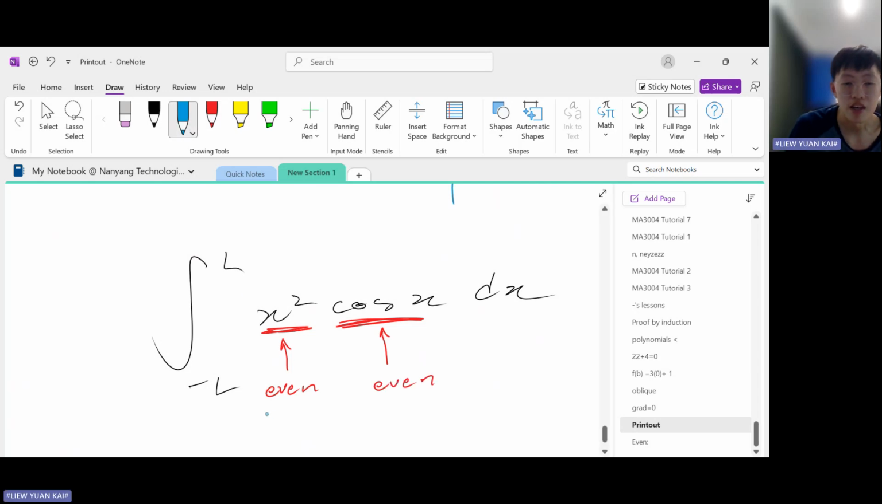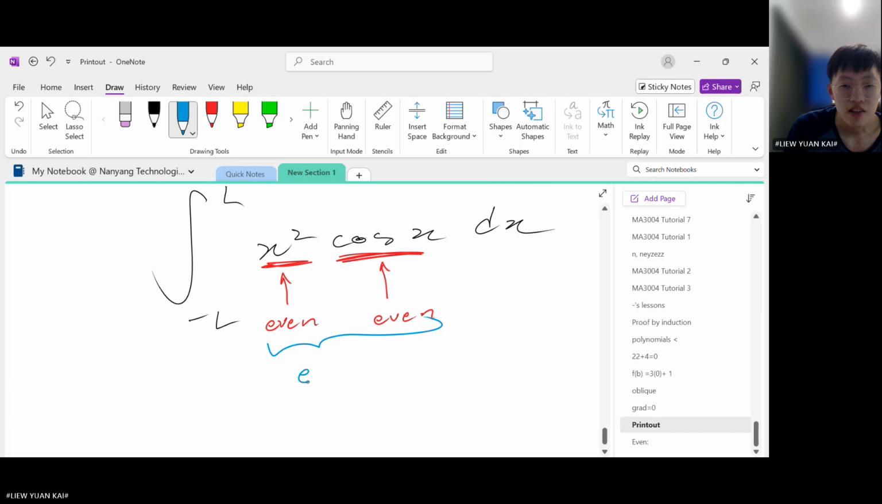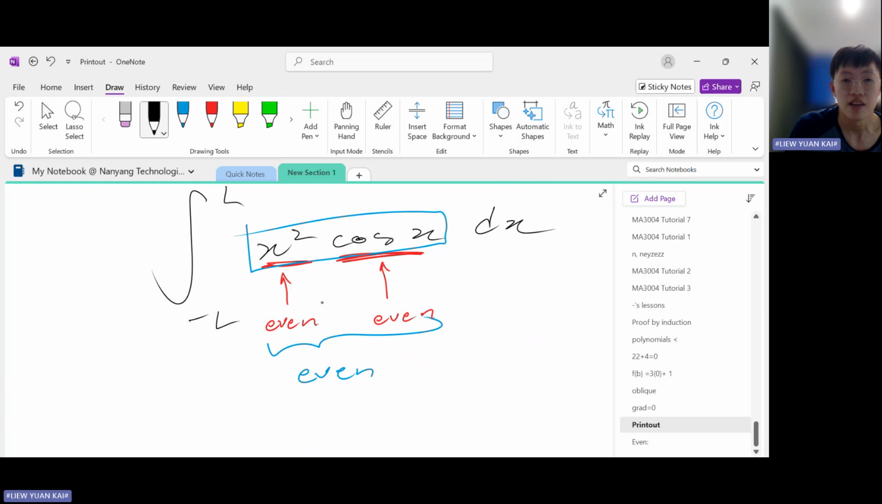Now, multiply them together. Even times even. Remember, plus times plus will give me plus. So even times even will give me even. So collectively, this entire function is effectively an even function, because x squared is even, cosine x is even, so even times even will give me even. Since you know that this is even, what is the graphical property of even functions? You must remember that the graphical property of even functions is that they are symmetrical about the y-axis.